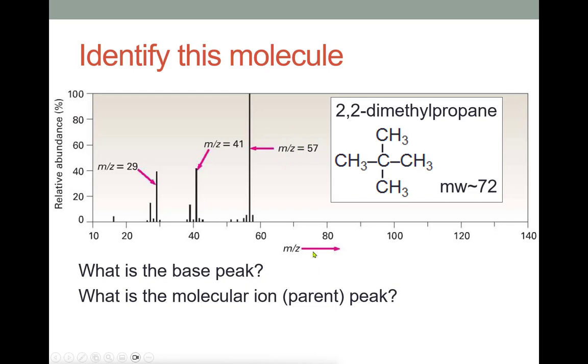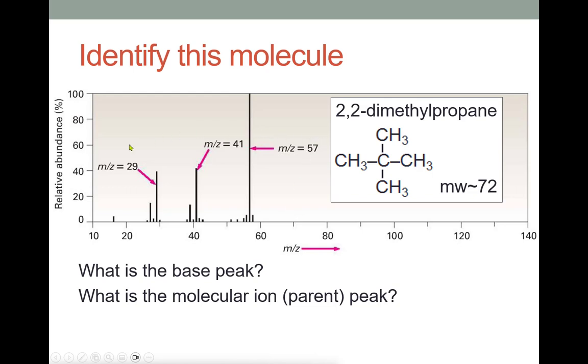So I don't see the actual parent peak, because I have a very common way to make a stable fragment. This would be a tertiary carbocation, a very stable fragment. And so basically all of the molecules, or all but an undetectable amount, fragment in that way. And so I see this kind of fragmentation pattern.